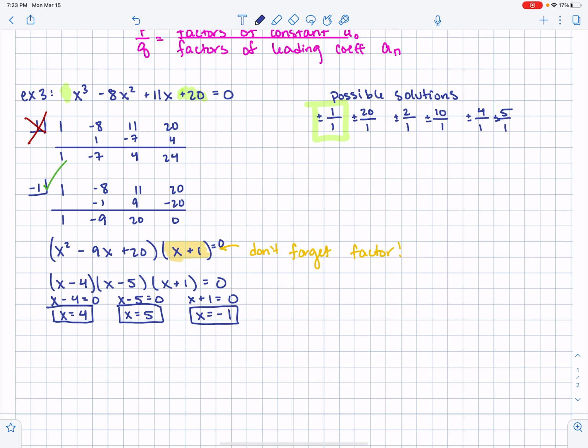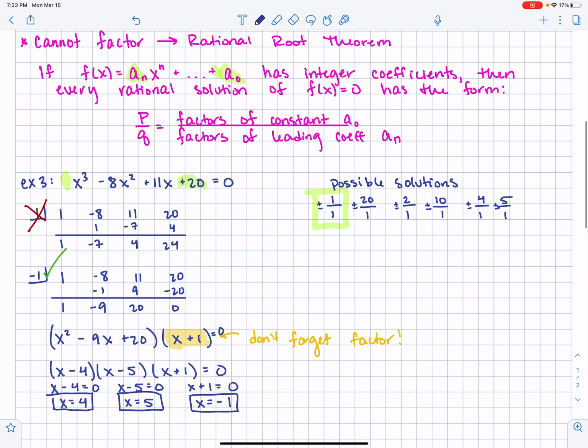Okay, so just to sum this up, you want to figure out your possible solutions, then use synthetic division to figure out if they are factors, and then solve from there.